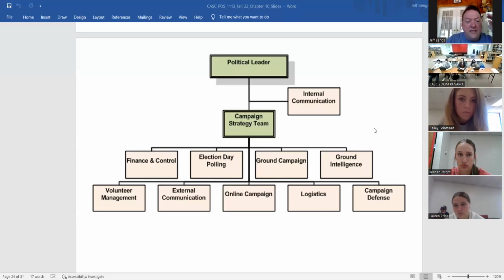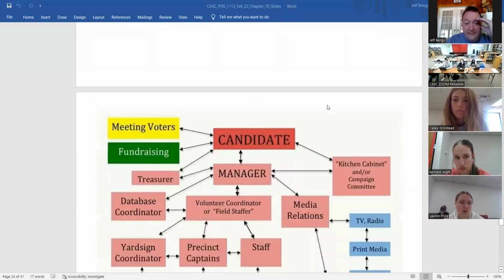You would have someone who would take care of the mass media campaign, the online campaign. So all of these things make up the flow chart or the pyramid of helping get this person elected.